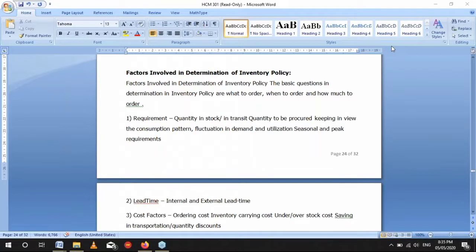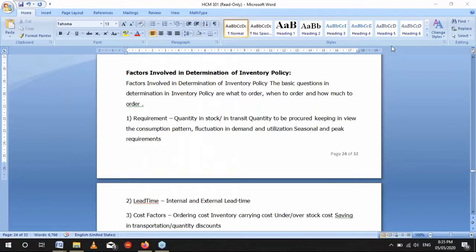The sixth one is FSN. That one means fast moving, slow moving, and non-moving, and it is based on issues from the stores.